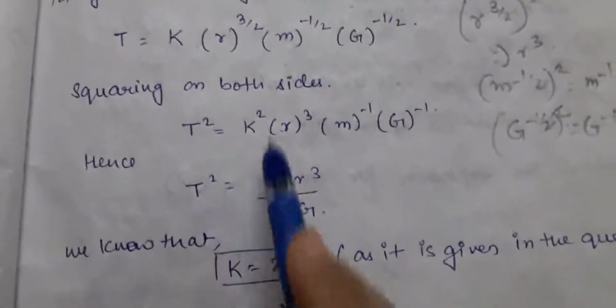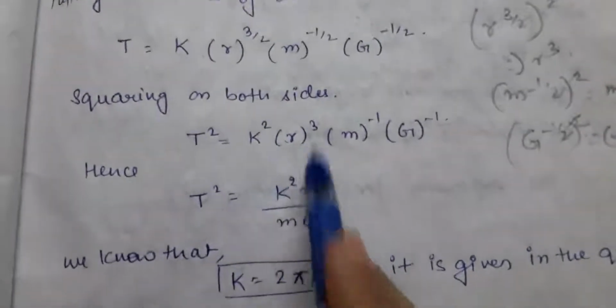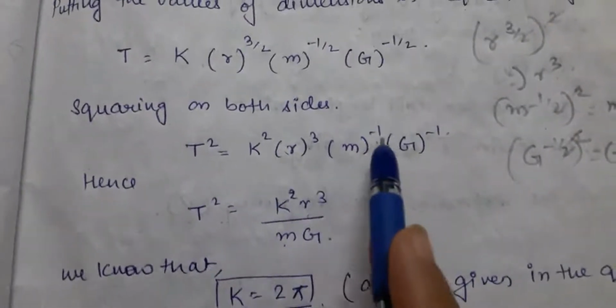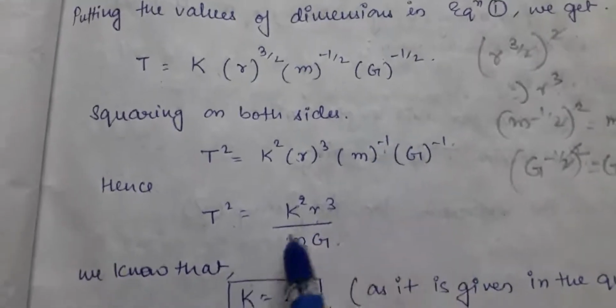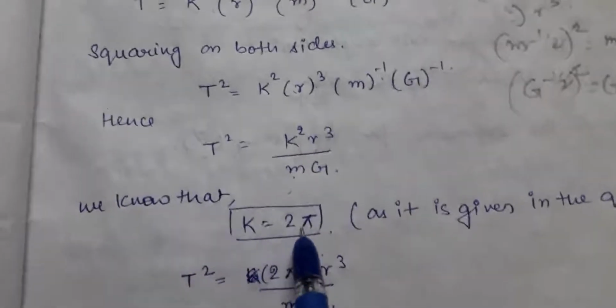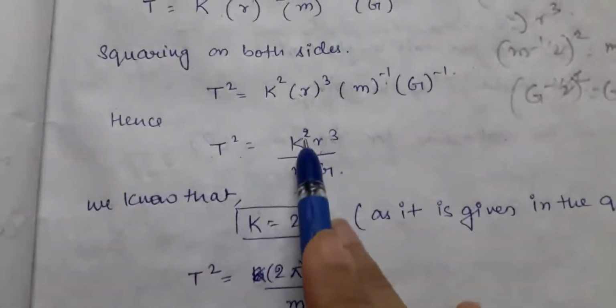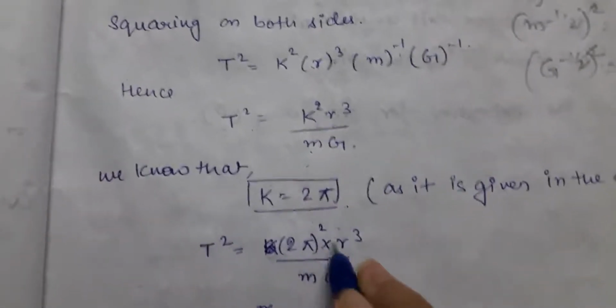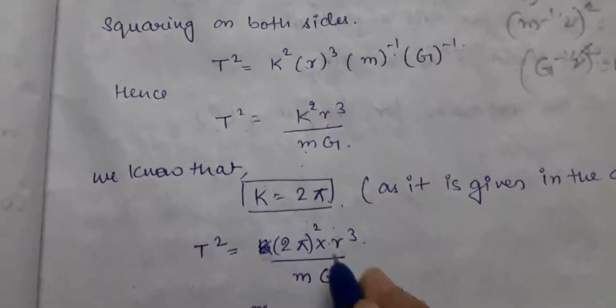then we will get G power minus 1. So directly can I write T square is equal to K square R cube M minus 1 G minus 1. Here I can write T square is equal to K square R cube, M I will bring in the denominator because it is having minus 1 power, and G I will bring in the denominator because it is having minus 1 power. So this is my formula. Since it was given in the question that the proportionality constant has the value of 2 pi, in place of K I am writing 2 pi. So this will become T square is equal to 2 pi whole square R cube upon M G.